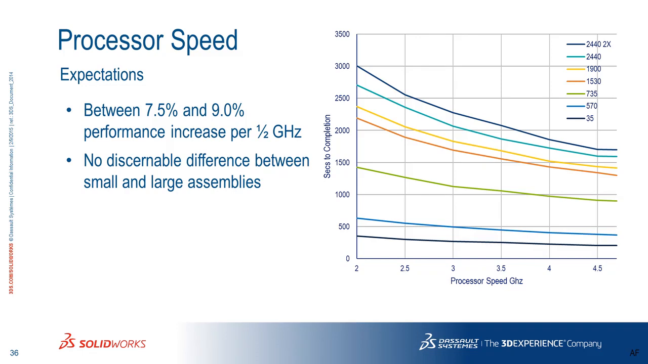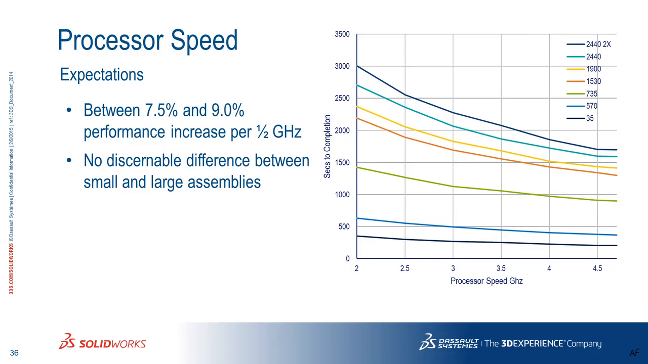So what we did was we tested 7 different assemblies. We went all the way down. This is interesting. All the way down to the very smallest assembly, from 2 gigahertz in half gigahertz increments up to 4.5, and then we tested 4.7 as well. Okay? And we can see 7.5 to 9% performance increase per every half gigahertz we add to our processor.